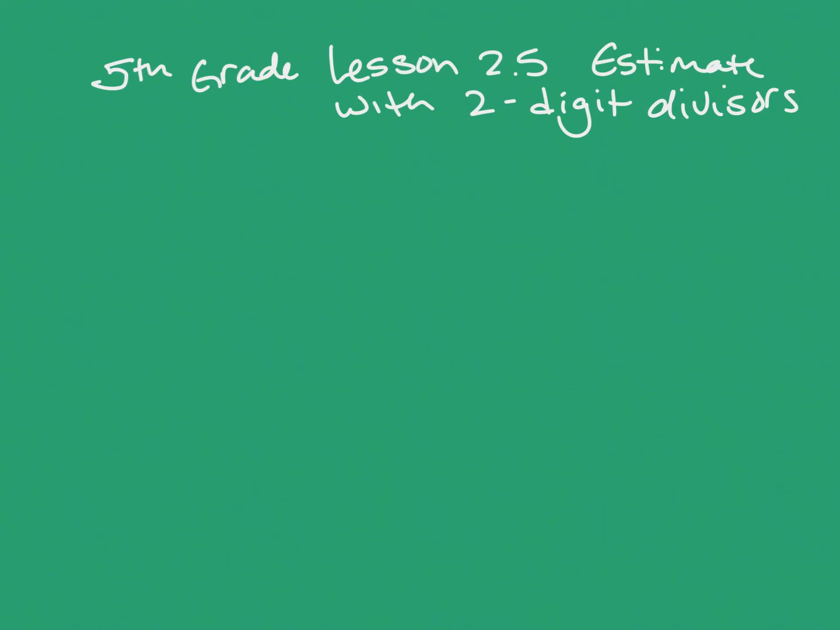Fifth grade lesson 2.5 is estimating with two-digit divisors. Just remember, estimating is just giving you that ish number. The answer, or quotient, should be close to this ish. We can use estimating to get in that area of what the amount should be close to, and that way we can do the calculation more easily.